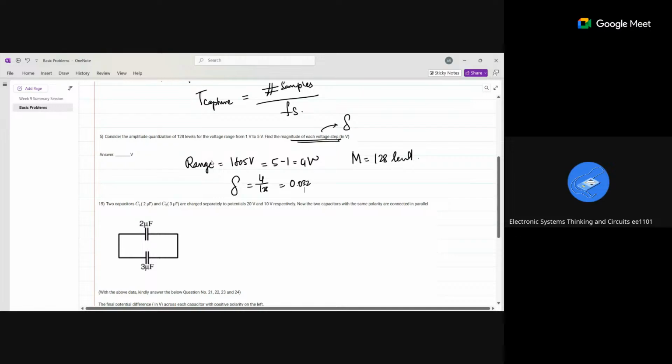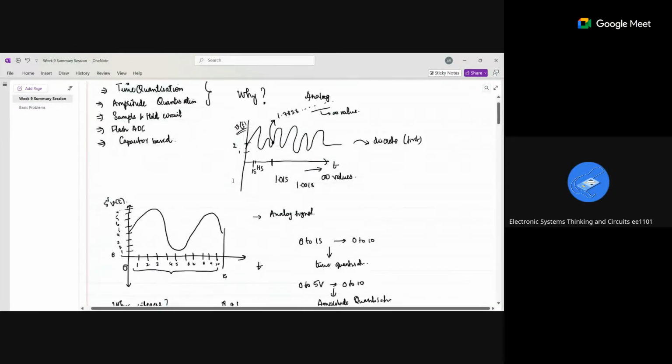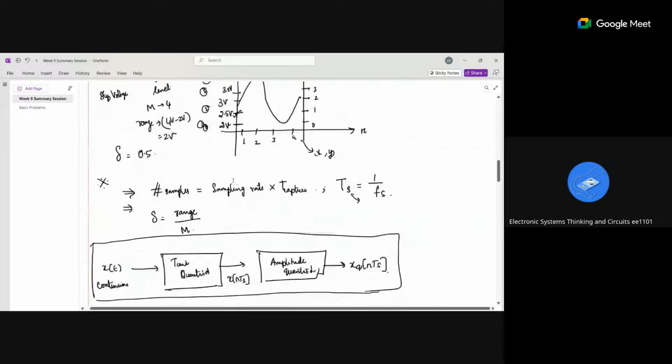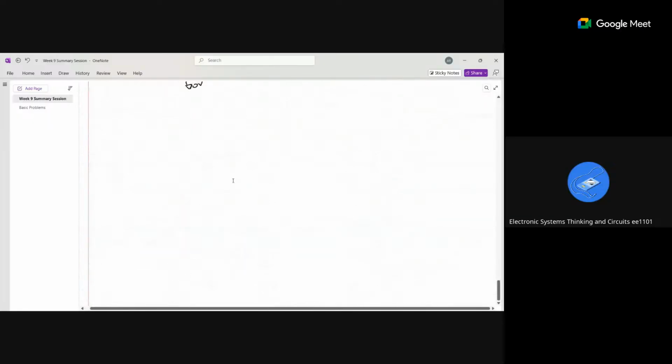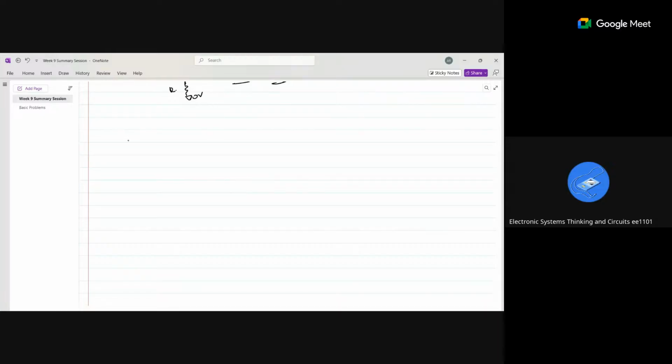Is it clear? Does anyone have any doubt till now? No, ma'am. So now we will go to the next part, which is capacitor based circuits. We will be seeing about charge sharing.